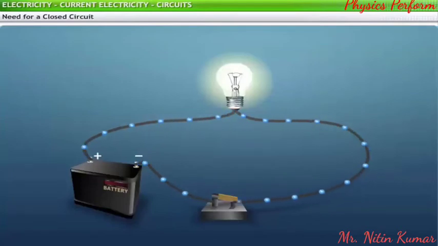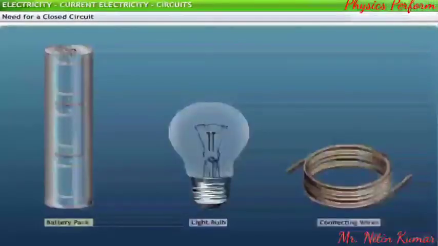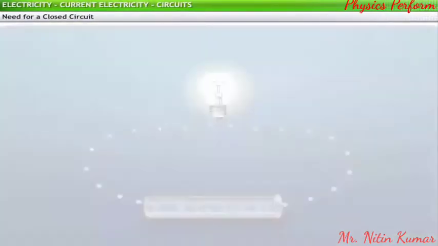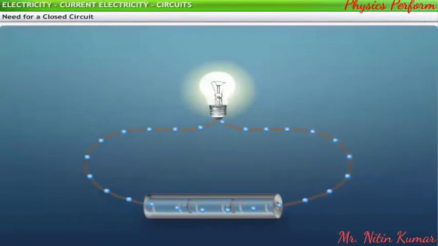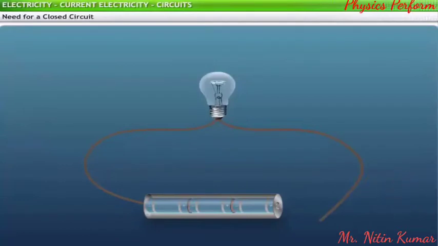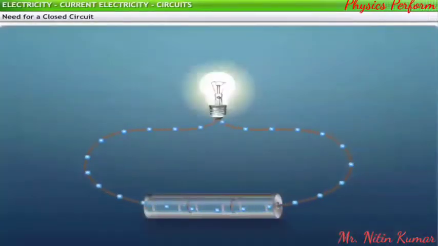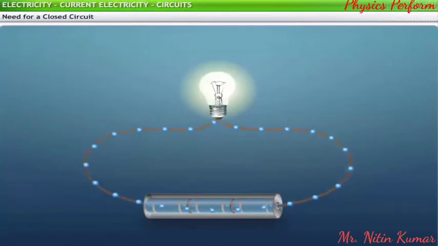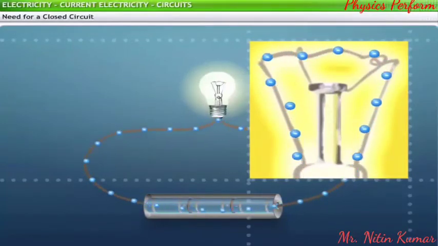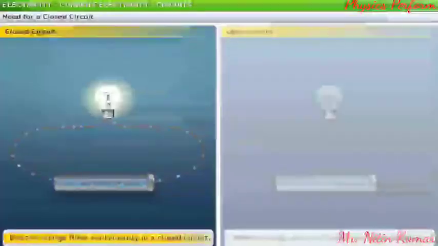The necessity for a complete loop in a circuit can be demonstrated through an example. If you take a battery pack, that is, a collection of cells, a light bulb, and some connecting wires, and make a circuit, the bulb lights up. However, when you disconnect the wires, the bulb does not light up. The fact that the bulb lights up and remains lit when the wires are connected is evidence that charge is flowing through the bulb's filament, and that an electric current has been established.